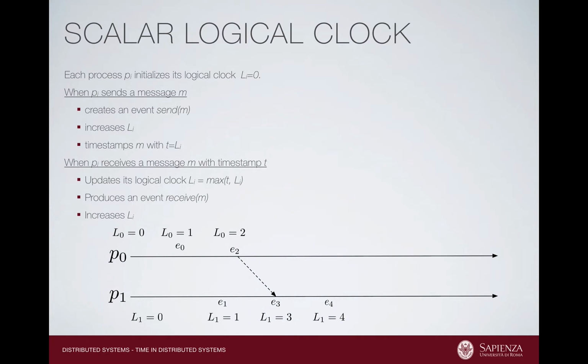P1 receives the message. It looks at the timestamp inside the message, and the timestamp will contain 2. It looks at its own logical timestamp, which is 1, and then it takes the maximum between the two, which is 2, and increases 2 by 1, and it gets 3. It gets 3, and what it does is that it timestamps its receive event by 3, okay? Because it increases the timestamp by 1 when it creates a receive event.